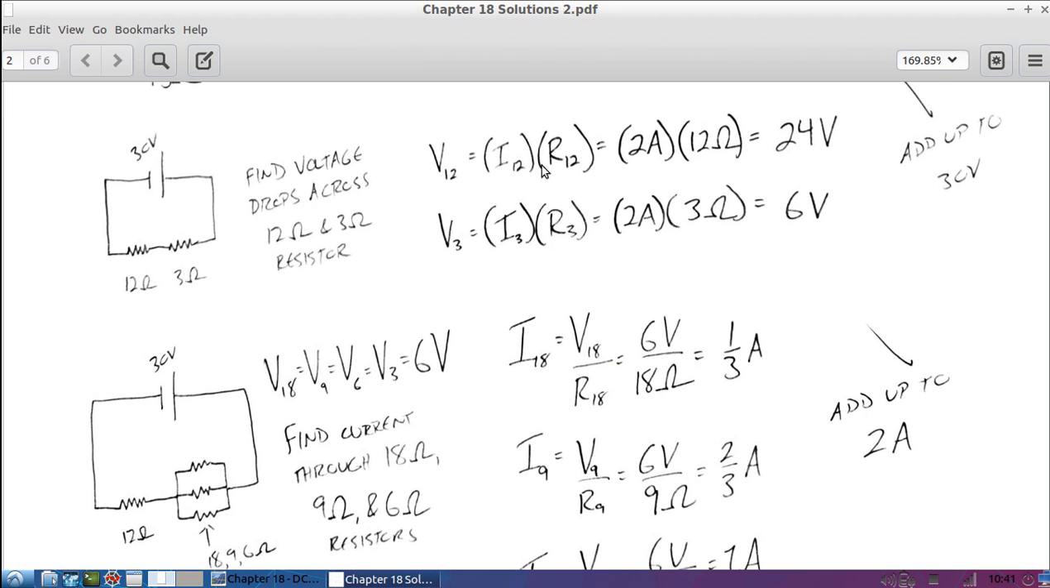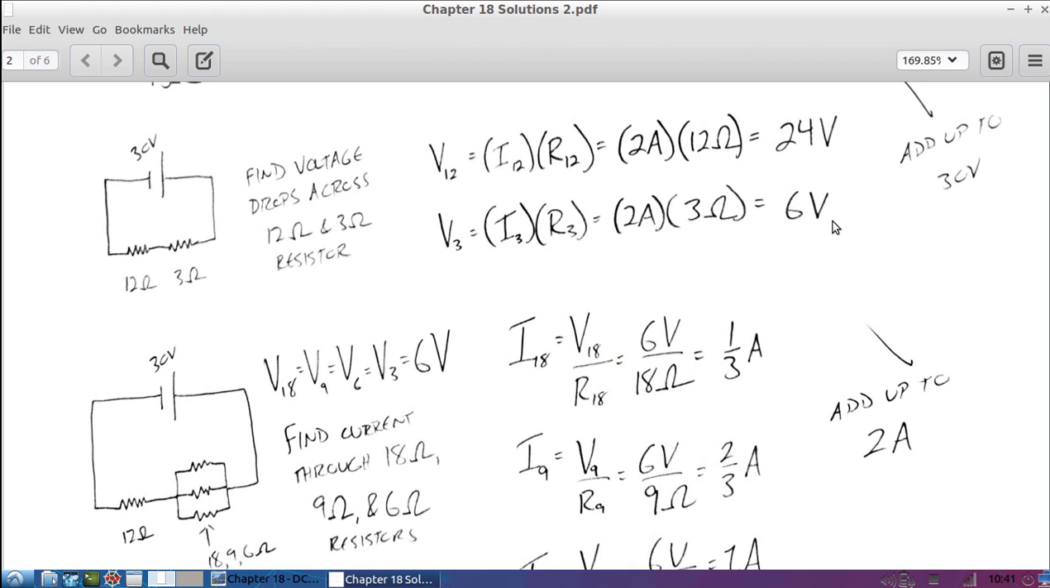So V equals IR for the 12 ohm resistor. I know there's 2 amps going through the 12, and I know its resistance, so I get a voltage drop of 24 volts. For the 3 ohm resistor system, I know the current that's going through it, I know its resistance, and so I get a voltage drop across the 3 ohm system of 6 volts. And the loop rule tells me that they should add up to 30 volts, the voltage supplied by the battery, and they do. 24 plus 6 is 30.